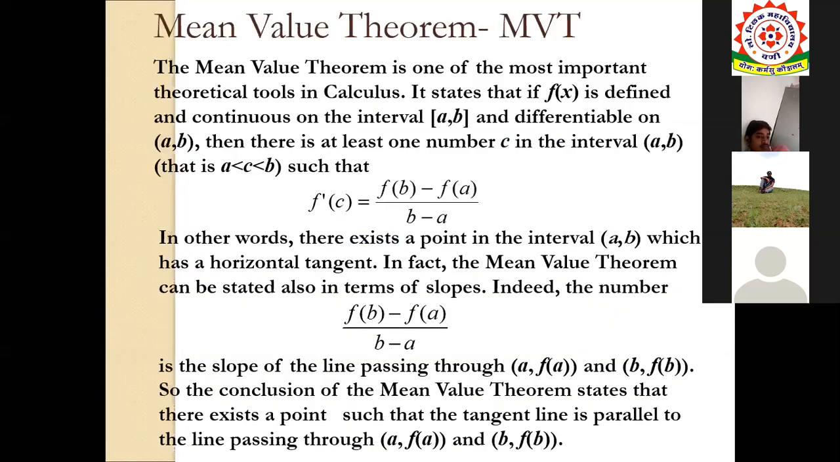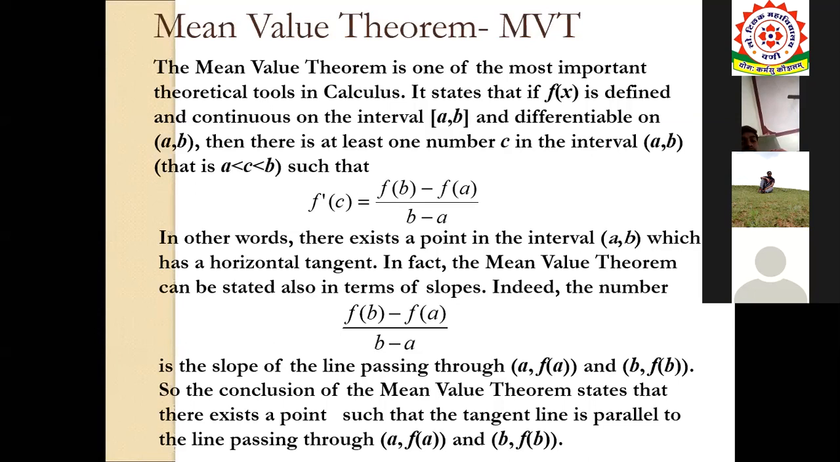Now our next topic, that is mean value theorem. The mean value theorem is one of the most important theoretical tools in calculus. It says that if f of x is defined and continuous on the closed interval, differentiable on the open interval a b, then there is at least one point in the interval such that f dash of c is equal to f of b minus f of a upon b minus a. Rolle's theorem said that f dash of c is equal to 0, but the condition is again f of a is equal to f of b.